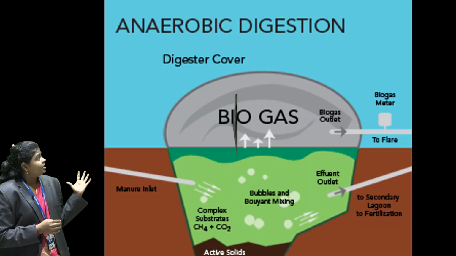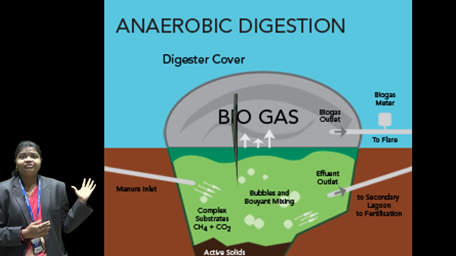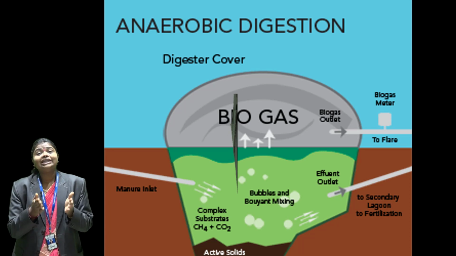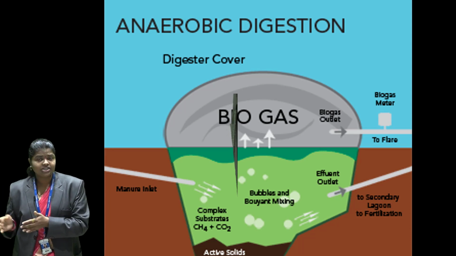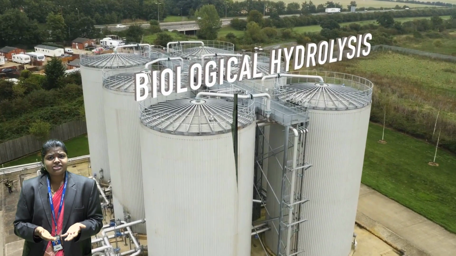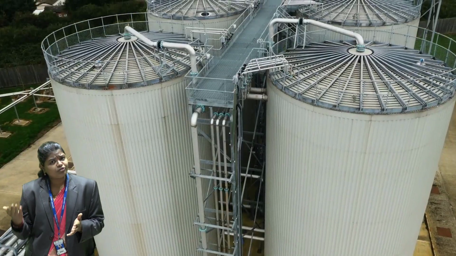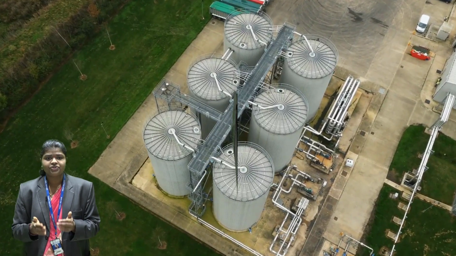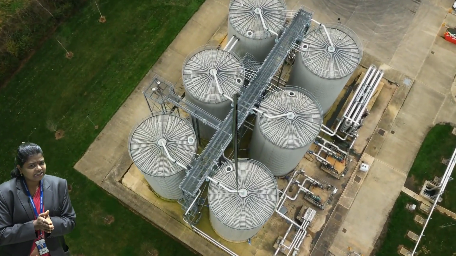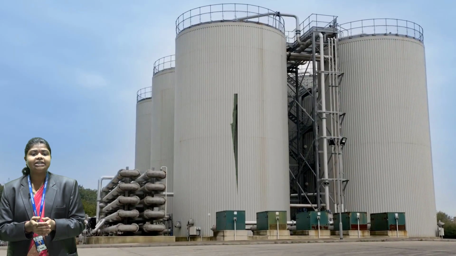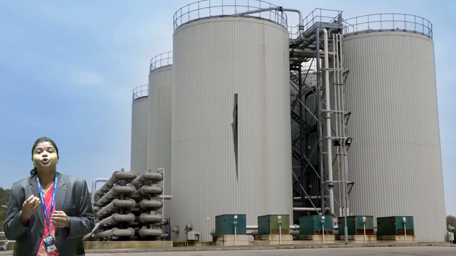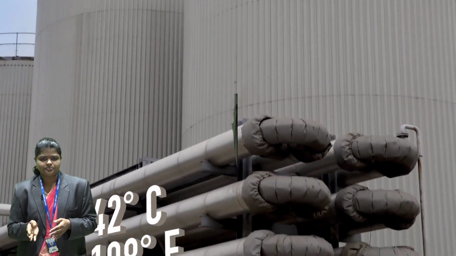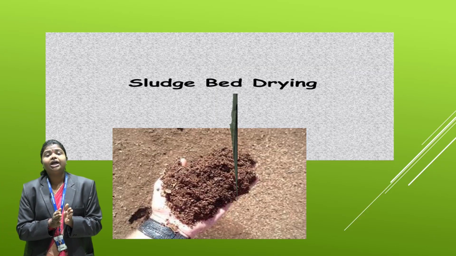The next very important process of the wastewater treatment plant is the anaerobic sludge digester. It is also a biological process. Decomposition takes place with the help of microorganisms only, but in the absence of oxygen. A digester is a large container in which substances are treated with heat and enzymes to promote decomposition or to extract essential components.